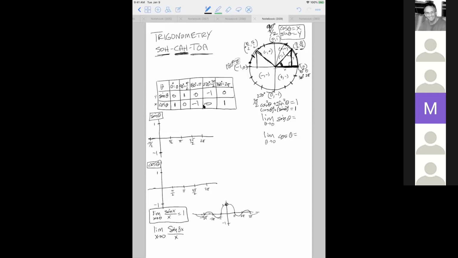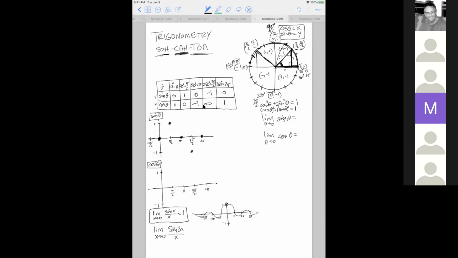So I got the sine first, let's do that. At 0 radians, the value is 0. At pi over 2 radians, the sine is 1. At pi, the sine is 0 again. At 3 pi over 2, we're down to -1. And at 2 pi, we're up to 0 again.